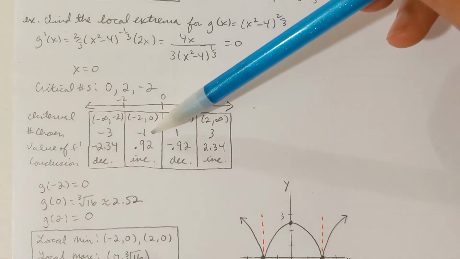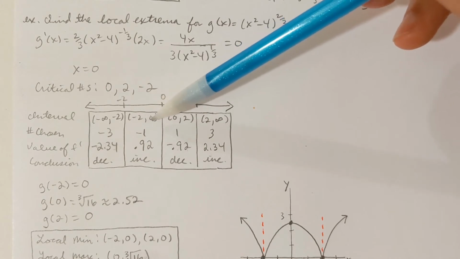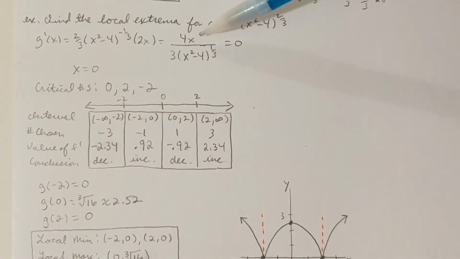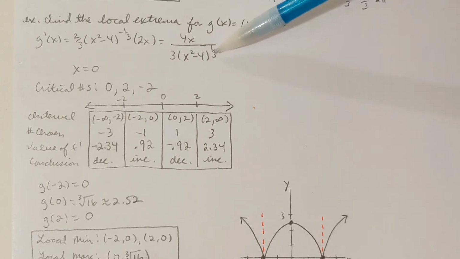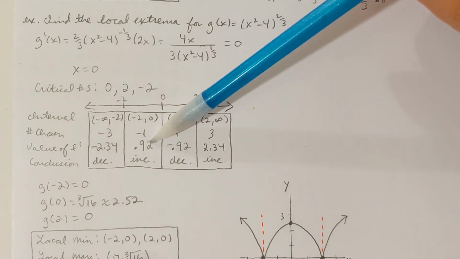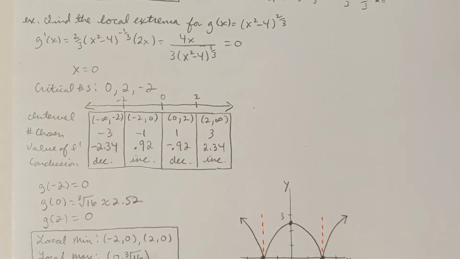How about if x is negative 1? Okay, I'm going to select that number for the next interval there. Okay, plug that in. We're going to have negative 4 divided by negative 1 squared is 1, minus 4 is negative 3. The cube root of negative 3 is a negative number. Times 3, that'd be a negative. Okay, so I'm going to have negative 4 divided by some negative number. Negative over negative is positive. I was getting 0.92 if you were to use the calculator. And that would mean that we're increasing on that part of the graph.